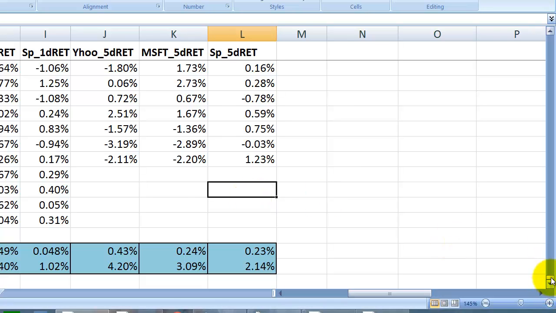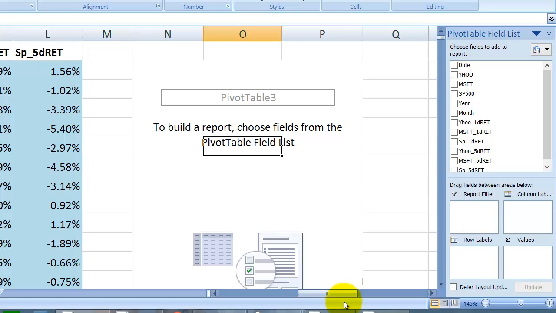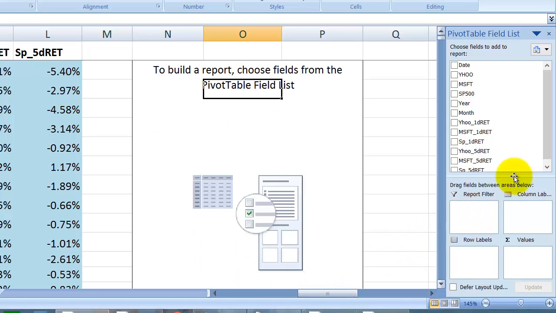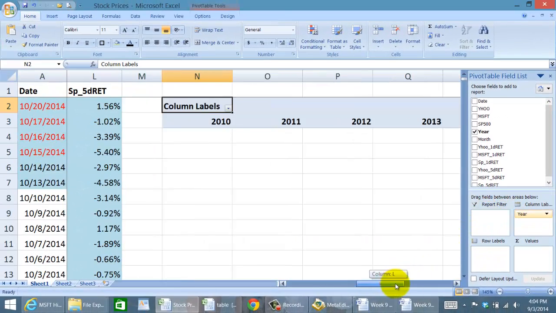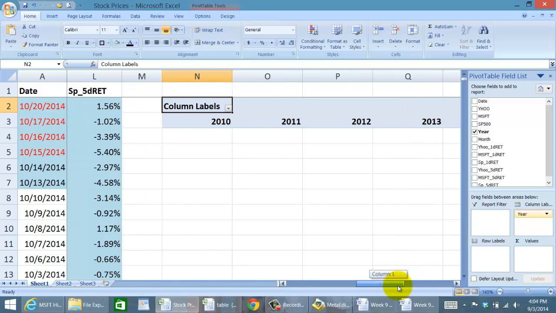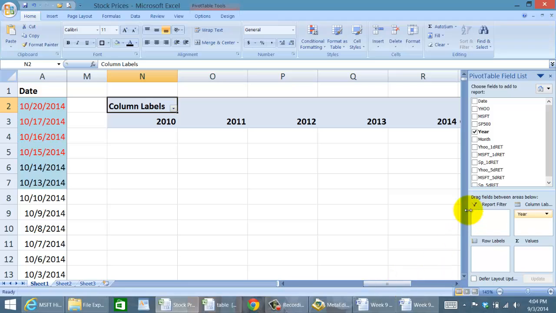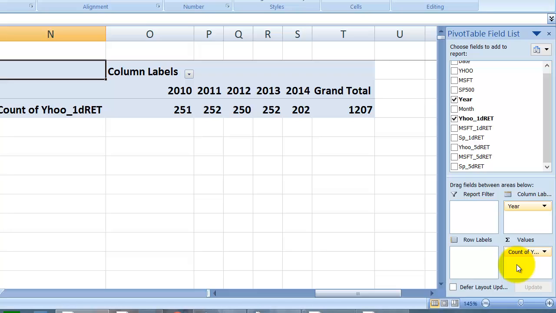Okay, now let's see. How can we report things over time? What I envision is that we have a table and it shows you row year by year or column year by year. I prefer to look at column year by year. Now then we have to calculate average return for Yahoo. So here, let's throw it here.